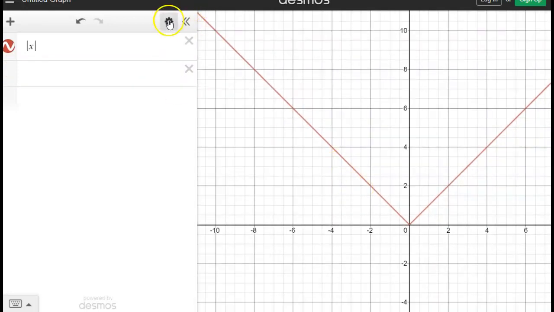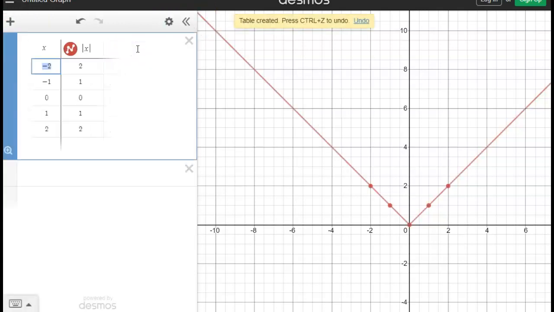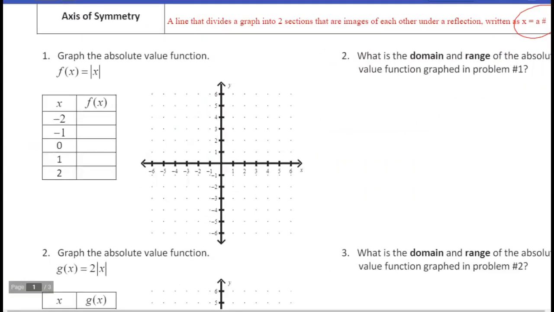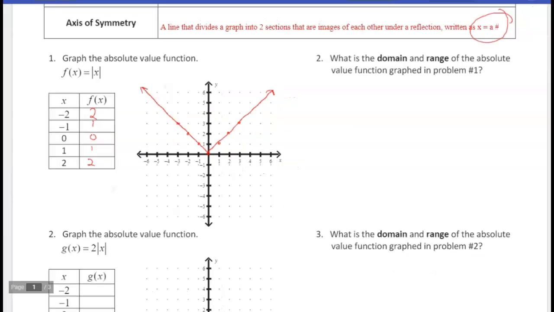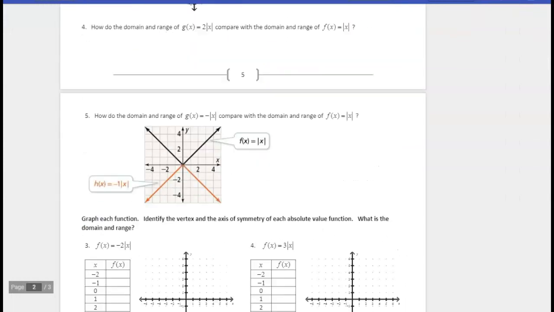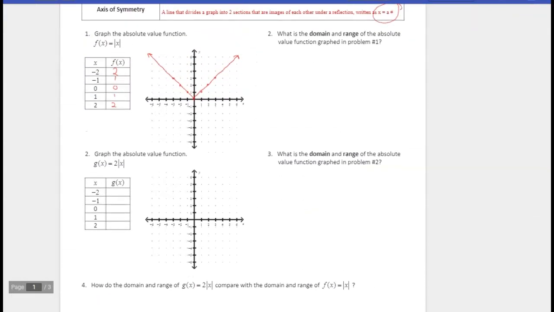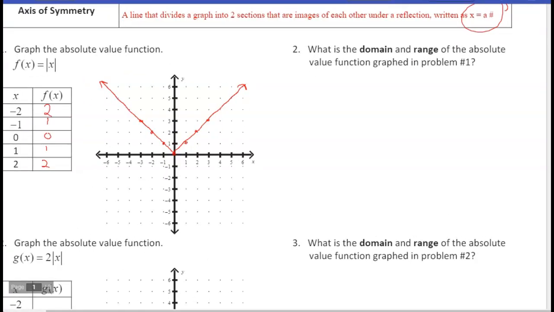It's just a V. We can look at the table, and it just goes 2, 1, 0, 1, 2. So I come back over here, and that's what we're doing today. 2, 1, 0, 1, 2. So that's really simple. It's just going right through all the dots that are already there. And it's just a nice V like that.